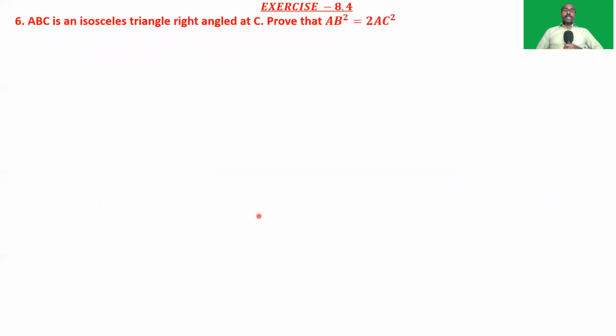ABC is an isosceles triangle right angle at C. Prove that AB square is equal to 2AC square. So here ABC is an isosceles triangle right angle at C. As angle C is equal to 90 degrees, AB is the hypotenuse and the remaining two sides are equal. So that AC is equal to BC like this.